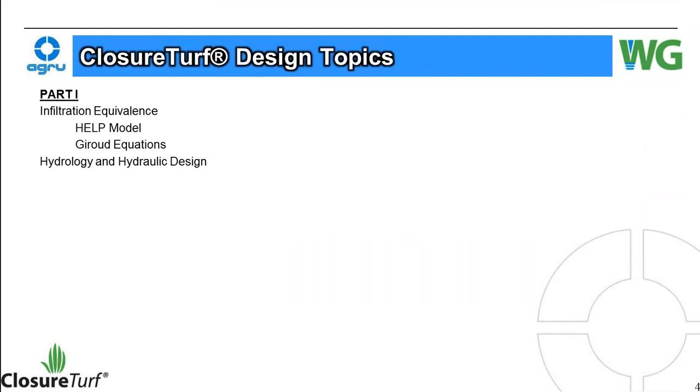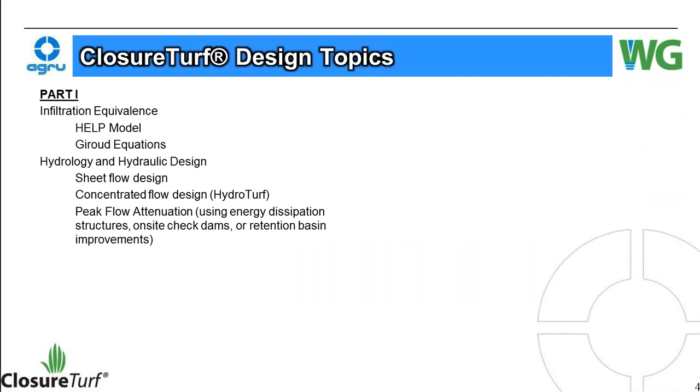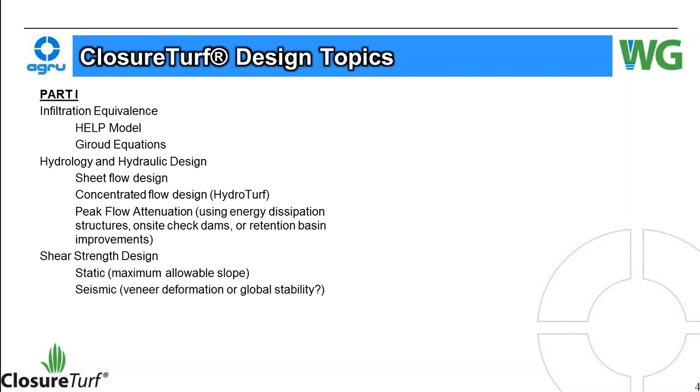Hydrology and hydraulic design, sheet flow design, concentrated flow design with HydroTurf, peak flow attenuation using energy dissipation structures, on-site check dams, outlet improvements to the retention basin, and so on. And then we'll go into shear strength design, static for maximum allowable slope, and then a little bit into seismic veneer deformation, or is it global stability.